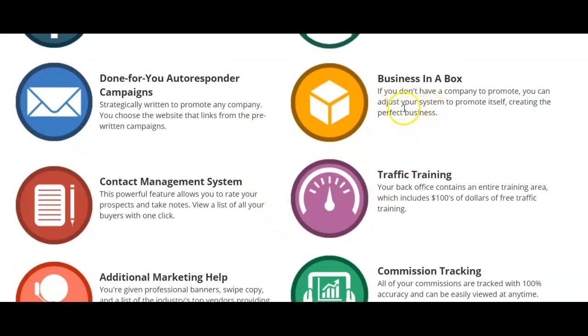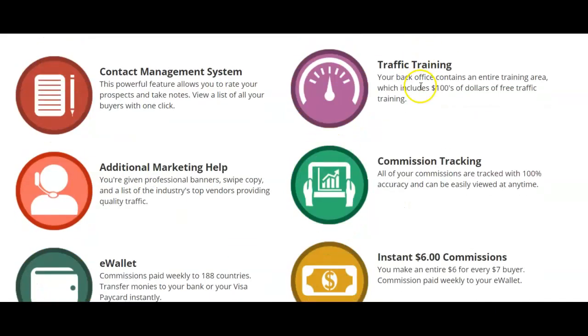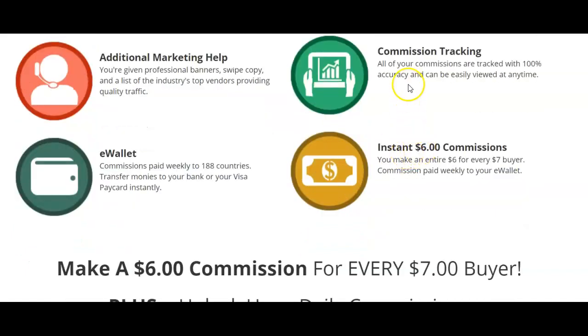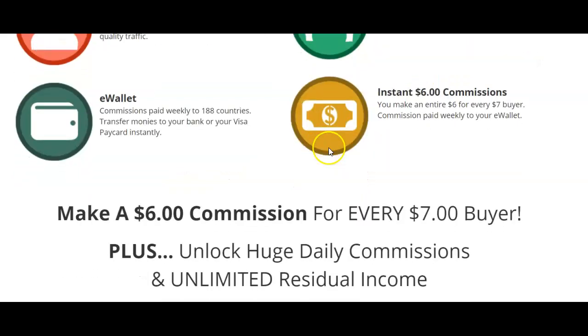Like I said before, if you don't have a company to promote, you can adjust your system to promote itself, creating the perfect business. Traffic training in your back office. It has an entire training area, includes hundreds of dollars of free traffic training. Commission tracking. All of your commissions are tracked. So you'll see in your back office who bought how many times, and it's easily viewed at any time.